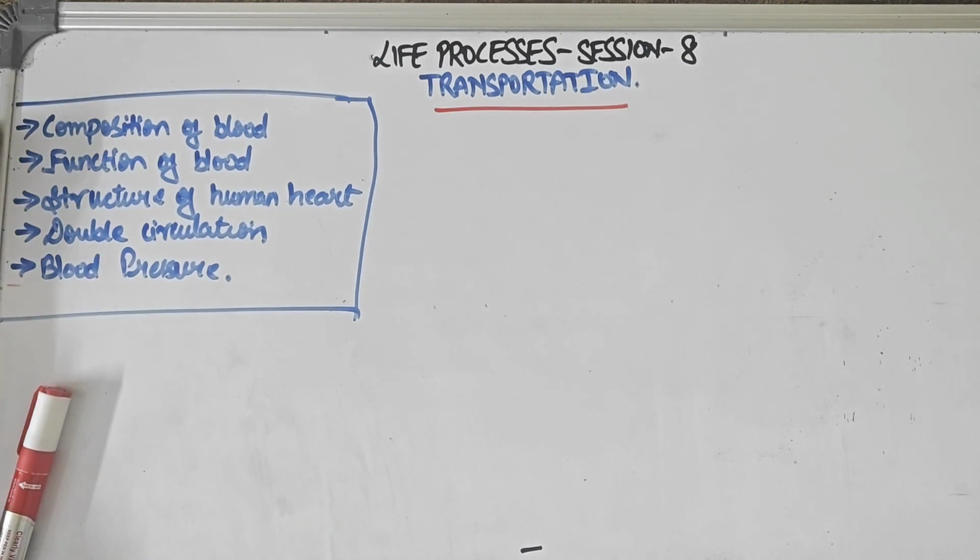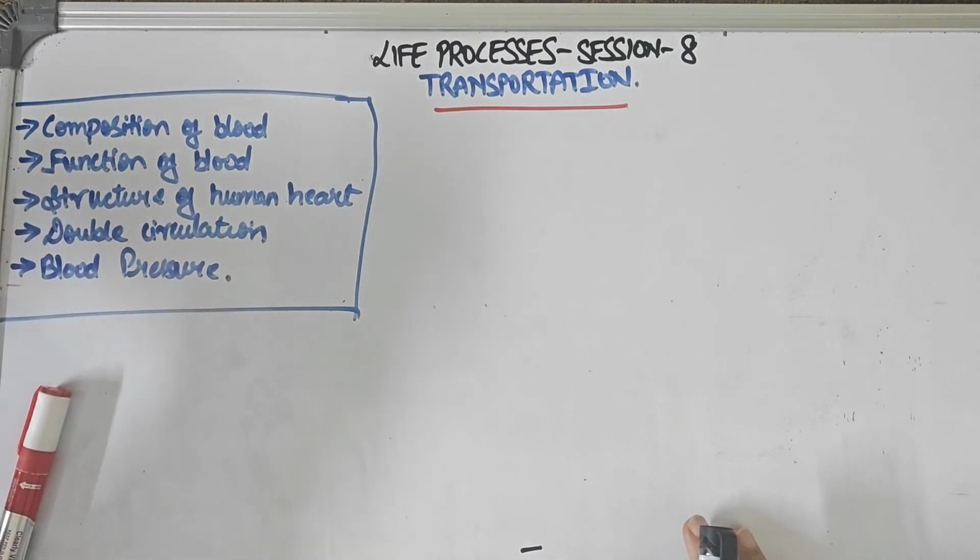So we are going to understand all about blood today, its composition, its function, and then the human heart structure through a well-labeled diagram, followed by the process of double circulation, that is, how does the conduction or the flow or transportation of the blood occur through the heart, and lastly we are going to understand the topic of blood pressure. So let's start with our very first topic, which is composition of the blood.